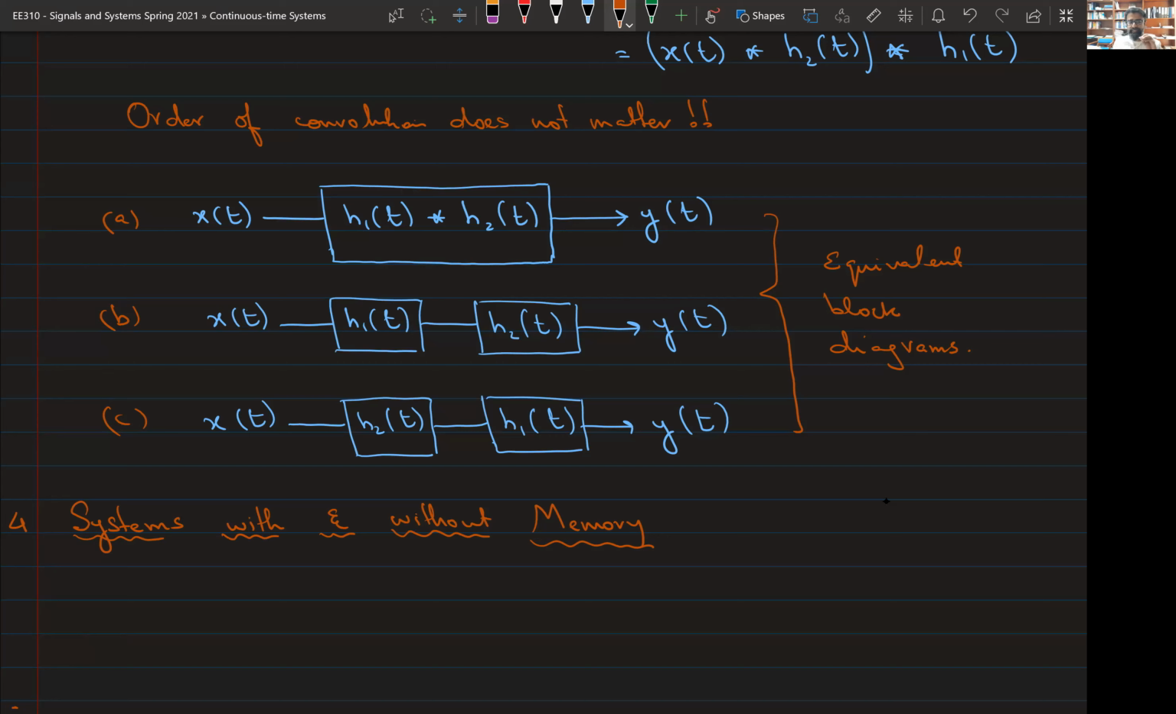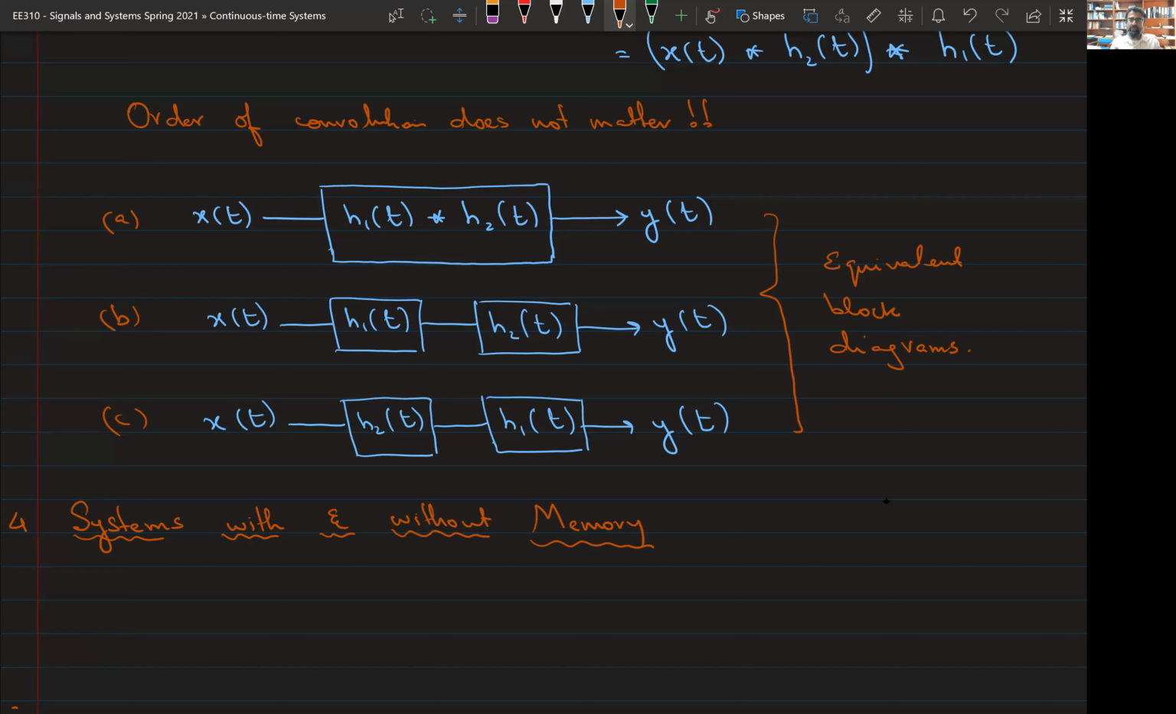So when we say a system is without memory, when the output at any particular time t depends only on the input at that time t, neither on the inputs of the past nor on the inputs of the future, just the input at the present time. And if that condition is satisfied, then we say the system is without memory or memoryless. Otherwise, the system is said to be with memory.